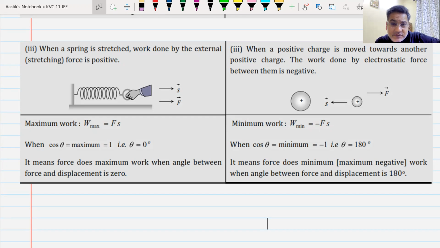Work done can be maximum or minimum as well. If the angle is 0, work done will be maximum. If the angle is 180 degrees, you can call work done minimum, but it's actually not minimum, because the negative sign does not tell you whether it's maximum or minimum. Wrong word is used here.